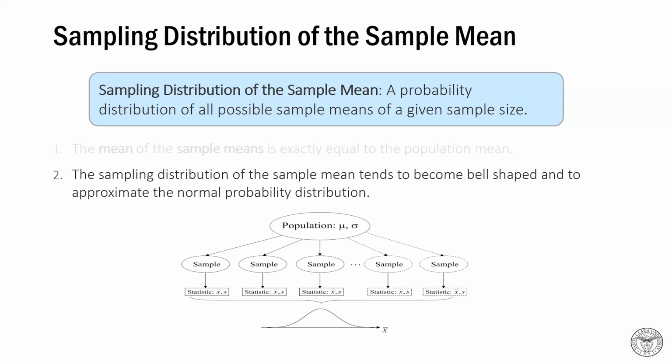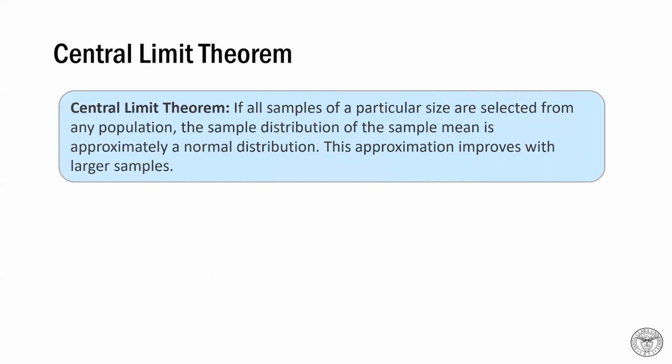Second, for any data, as the sample size increases, the sampling distribution of the sample mean will converge to the normal distribution. This phenomenon is called the central limit theorem. According to the central limit theorem, if all samples of a particular size are selected from any population, the sampling distribution of the sample mean is approximately a normal distribution. This approximation improves with large samples.